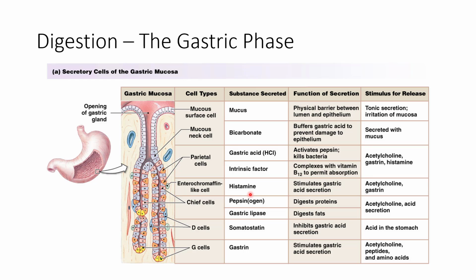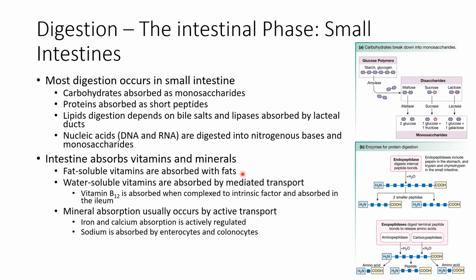If we go back here, you'll see the parietal cells produce a second secretion called intrinsic factor. Intrinsic factor is needed to bind to vitamin B12 so that we can absorb it in the small intestines. We also absorb our minerals like calcium, iron, and sodium, usually through active transport.